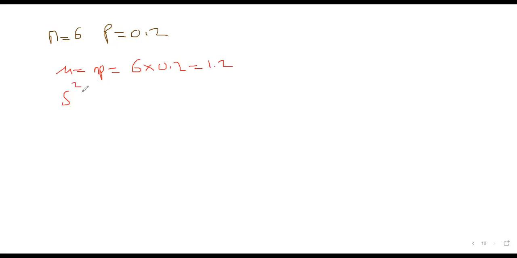How do you find the variance? N multiply P and Q. What is our Q in this case? 1 minus P. The Q is the remainder from the P. If P is 0.2, our Q is 0.8. So we're going to multiply 6 times 0.2 and 0.8.